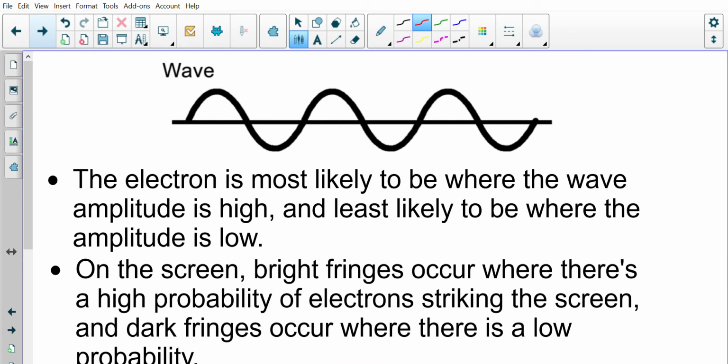So here's a picture of a wave. Okay, so if this is a probability wave, then electrons are most likely to be where the wave amplitude is high. So remember, amplitude is measured either from a crest to the midline or from a trough to the midline. And so those parts of the wave are showing high probability. And the electron is least likely to be where the amplitude is low. So right here where I'm putting this blue dot, that's 0 amplitude. And so the electron is least likely to be right there.